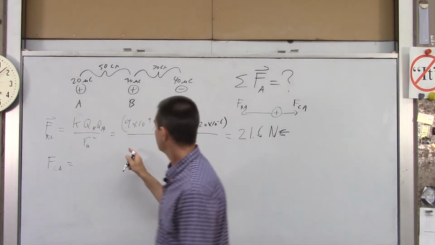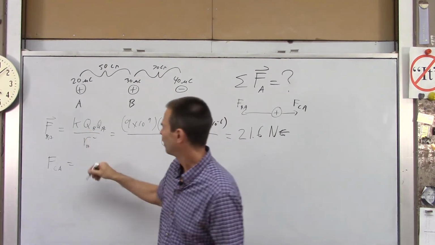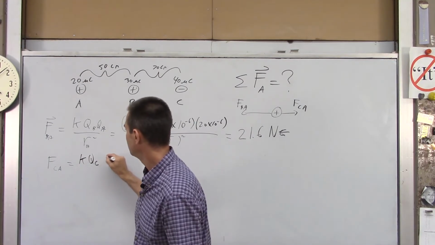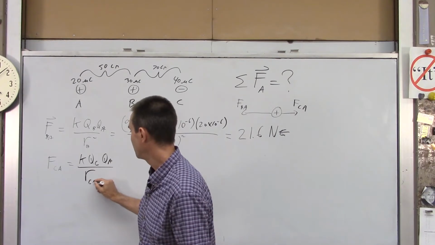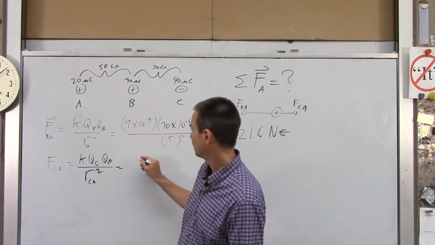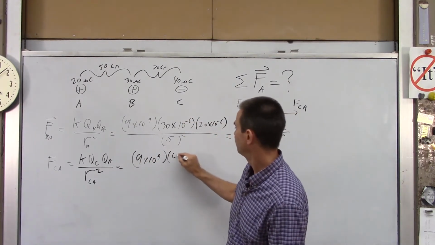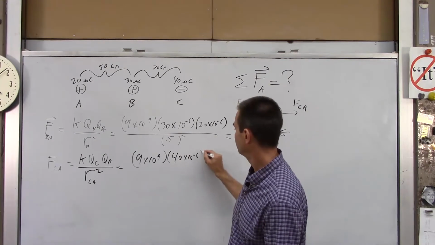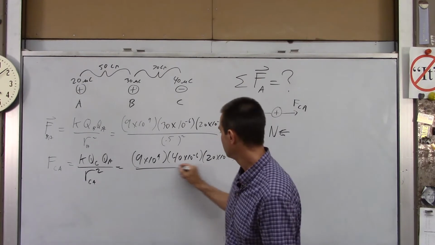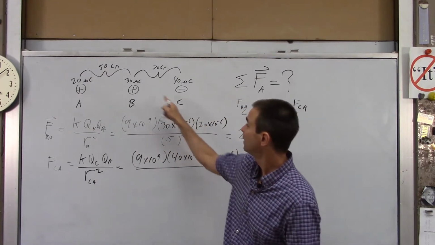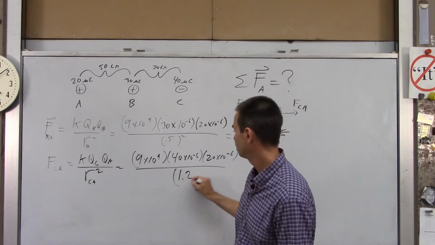Then we want to do the force of C on A. That's going to be the same thing: K, QC, QA over the distance from C to A squared. Our electric constant is 9 times 10 to the 9th. QC is 40 times 10 to the negative 6. QA is 20 times 10 to the negative 6. All over, how far is it from A to C? Well, we have to add up the 50 and 70. That's 120 centimeters or 1.2 meters, and I have to make sure I square that.